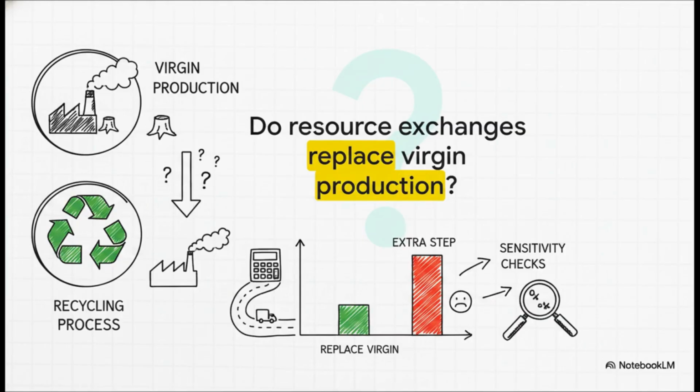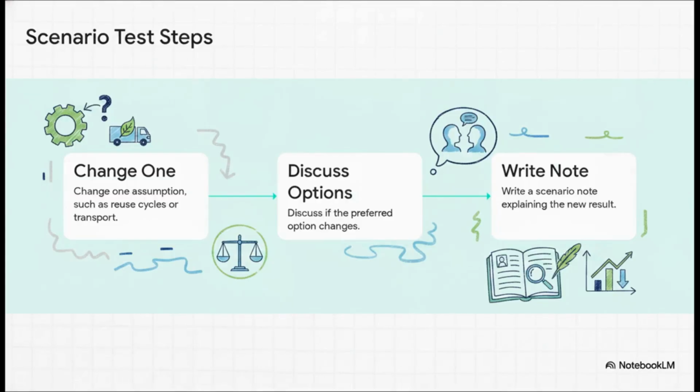Think about it. If you recycle a material, but the energy and transport required to recycle it creates more emissions than just making it from scratch, you haven't solved the problem, right? You've actually made it worse. This is exactly why these sensitivity checks are vital. Your steps for activity 2 are simple, but they require some really deep critical thinking.